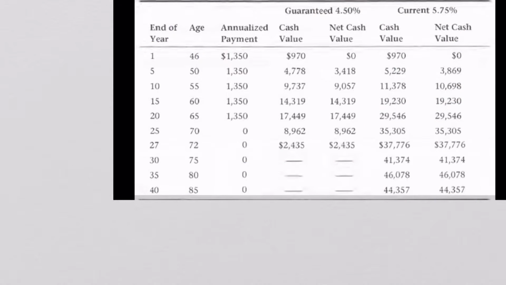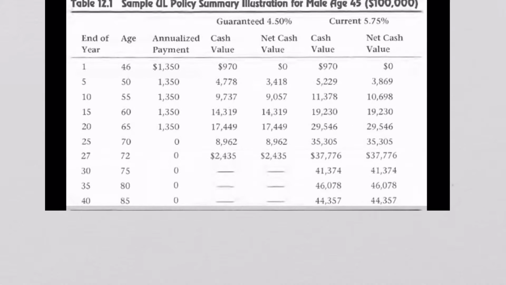All right, watch this. So here's what the guaranteed columns are telling us. They're telling us the following, that up until age 65, while the premiums are being paid, the cash value at the guaranteed rate continues to go up.